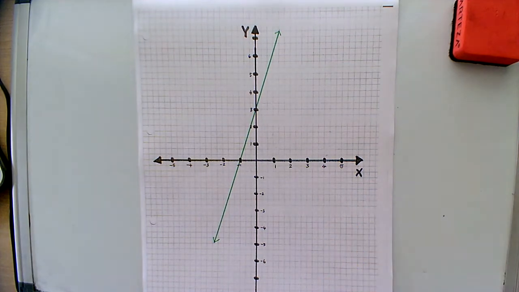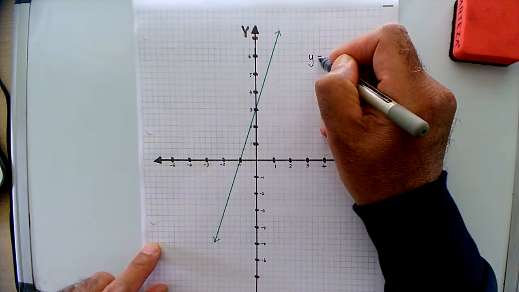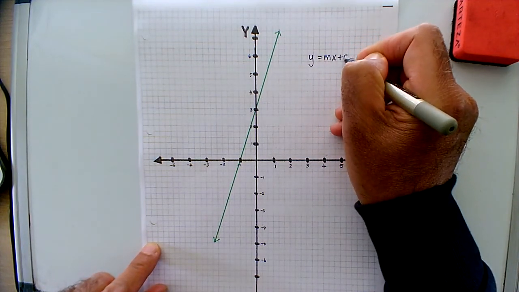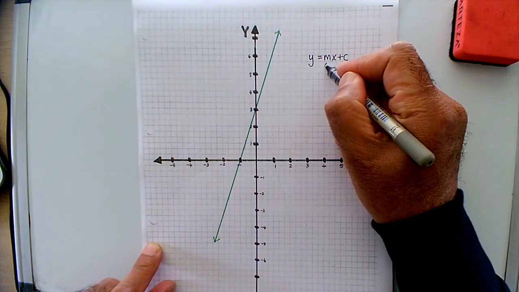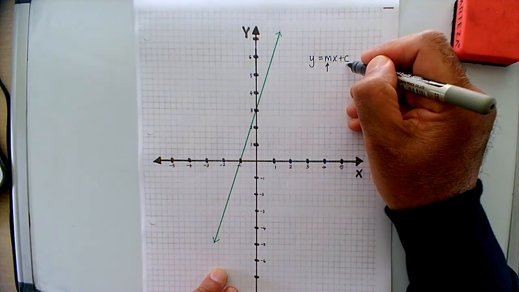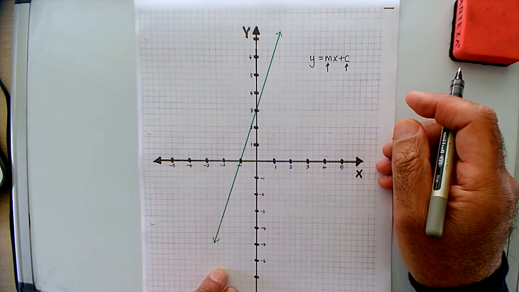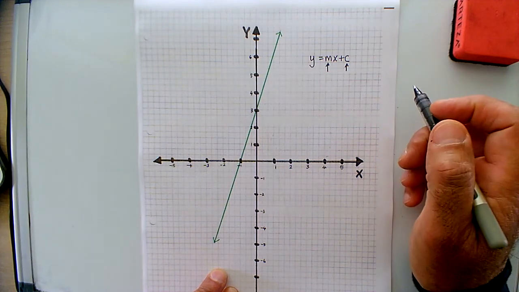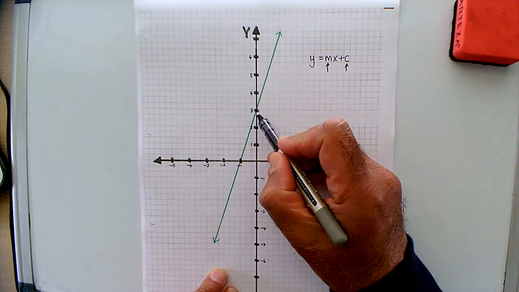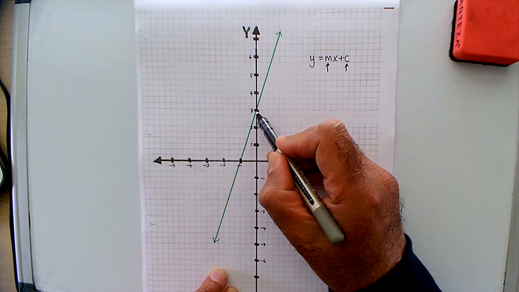Now I know that the line in green here has a name, and the name will look like this. The number in front of the x is the steepness or the gradient, and this number here tells me where it cuts the y-axis. So I can see here that in this case, this line cuts the y-axis at 3.